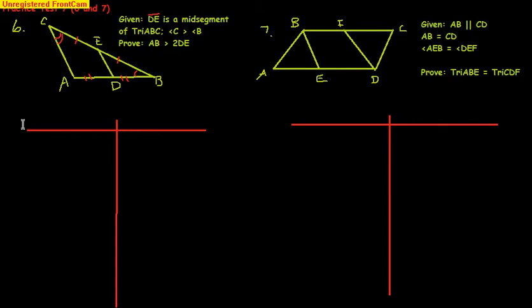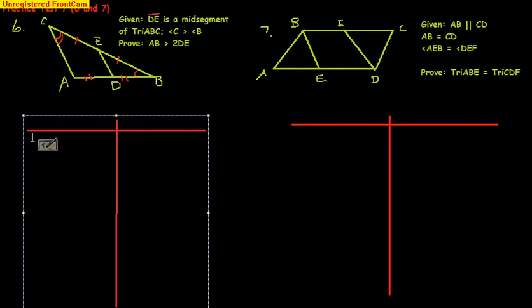So I'm going to type all this in. I'm not typing much neater than my writing. So we have our statements and our reasons. And the first one is they give us that segment DE is a midsegment. And that's about it. So we can go over here, and that is our given. That's the first thing we're going to use.